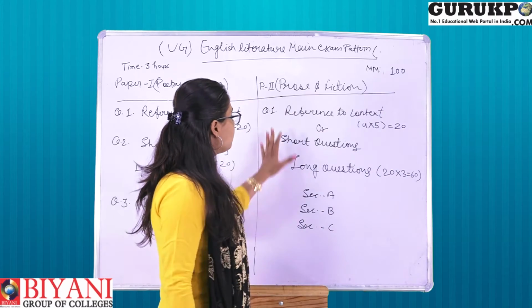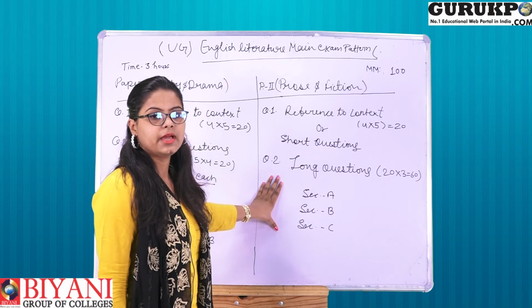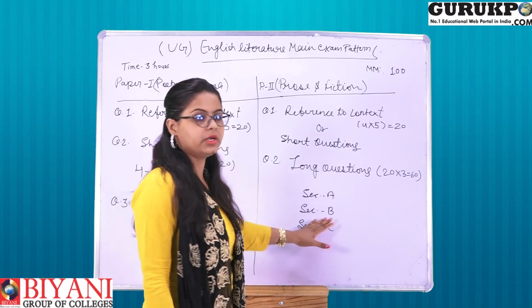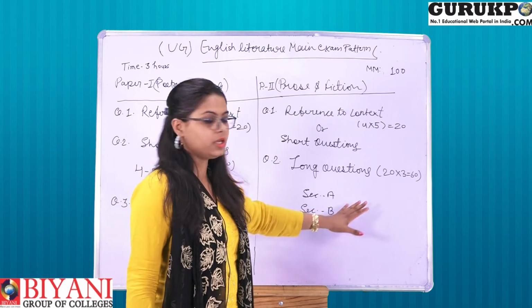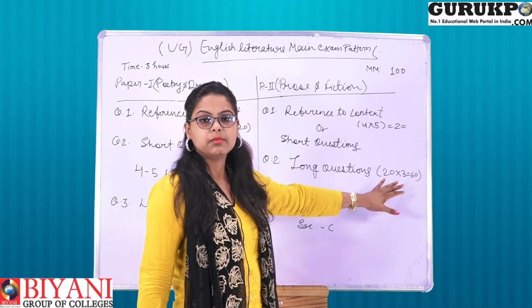Now the same pattern is also followed in prose and fiction. You have the long questions, and you have to do them in the way of 20 into 3: 20 into 1 for this one, 20 into 1 for this one, and 20 into 1 for this one. So it will have 60 marks.